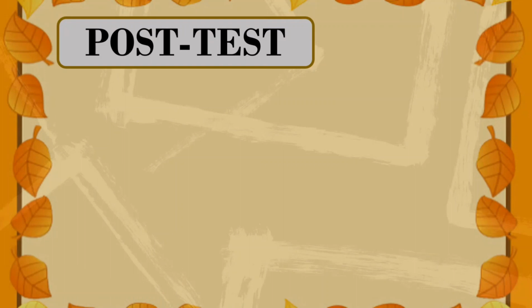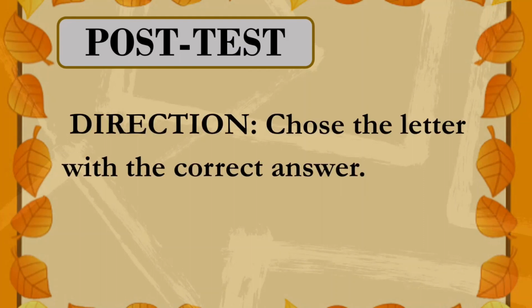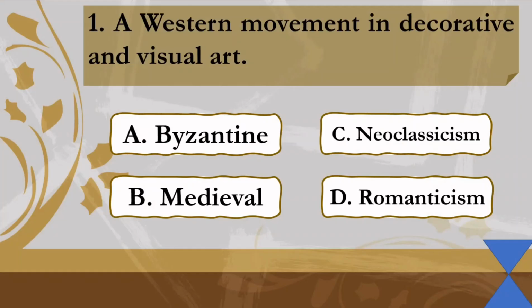For your last activity, let's have a post test. Choose the letter with the correct answer. You will be given 5 seconds to think of the correct answer. 1. A Western movement in decorative and visual art. A. Byzantine. B. Medieval. C. Neoclassicism. D. Romanticism.